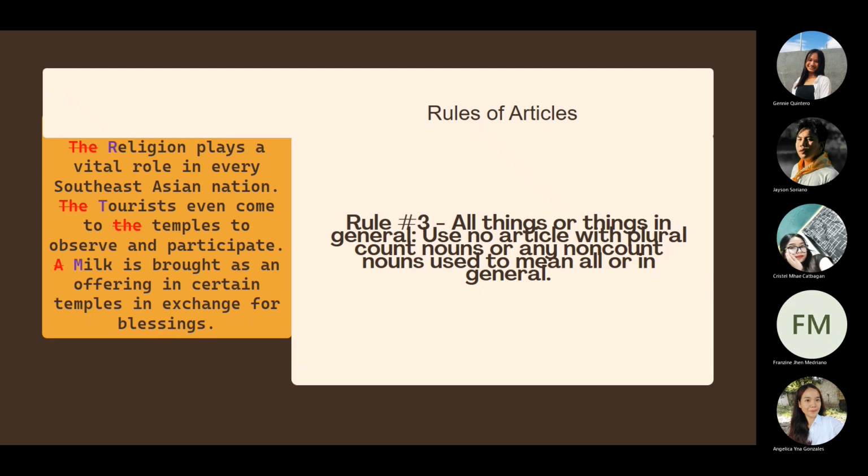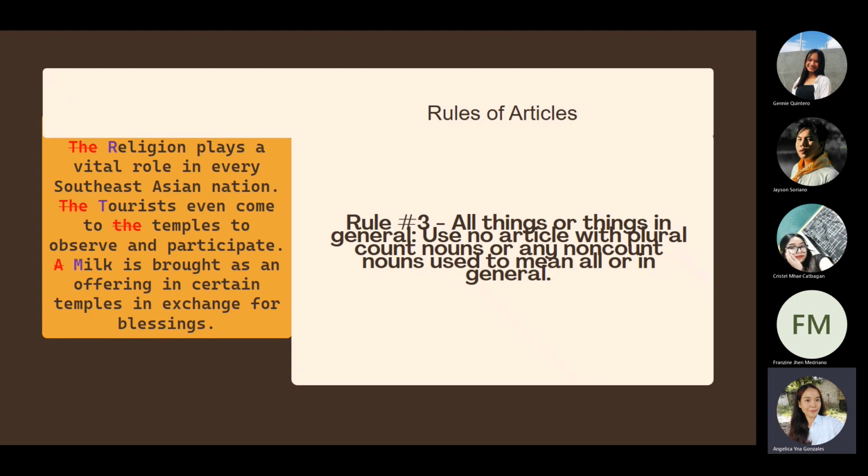So we will not use the article the in the religion plays a vital role in Southeast Asia. Need na natin siyang specify na religion lang talaga. So, next one is the tourists even come to the temples. Parang paulit-ulit na yung articles natin, which is hindi talaga siya applicable.